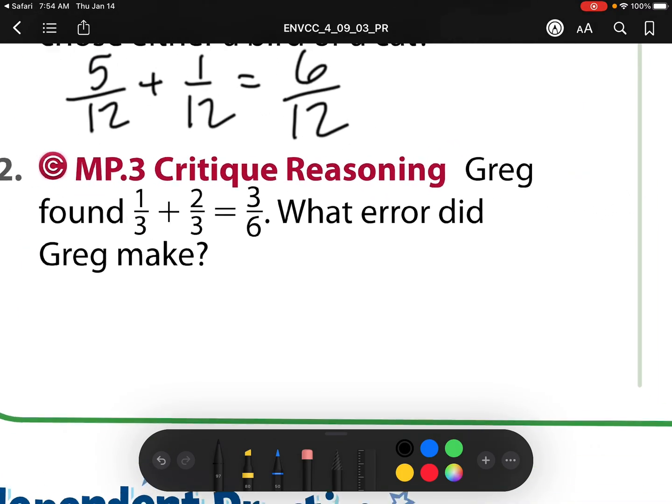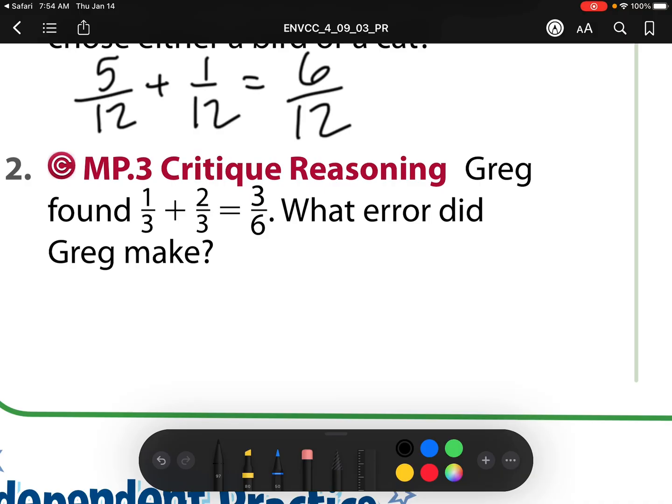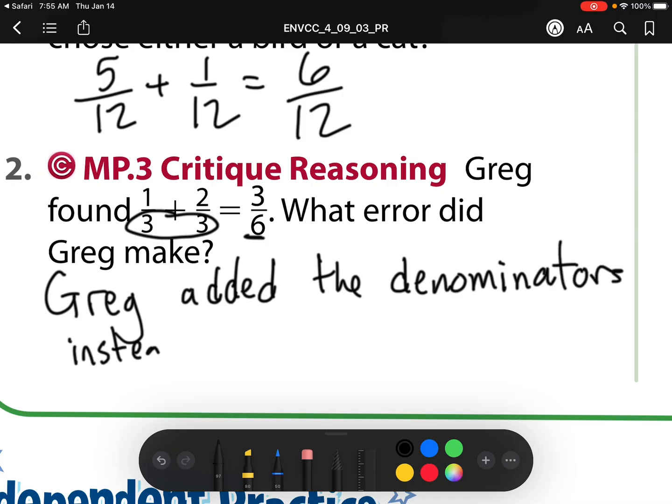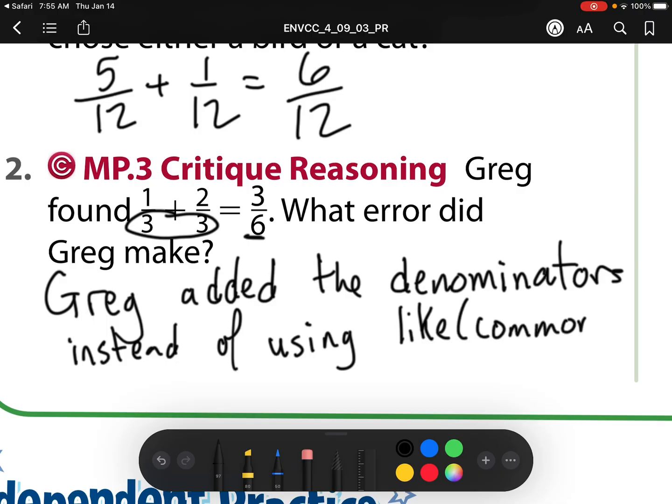Let's head down to number 2 now. Greg found 1/3 plus 2/3 equals 3/6. What error did Greg make? Well, right away I noticed it's wrong because remember, when we add, the denominators need to stay the same. And here he changed the denominator, so I believe that's the mistake he made. So Greg added the denominators instead of using like, or you may hear it called common or same denominators.